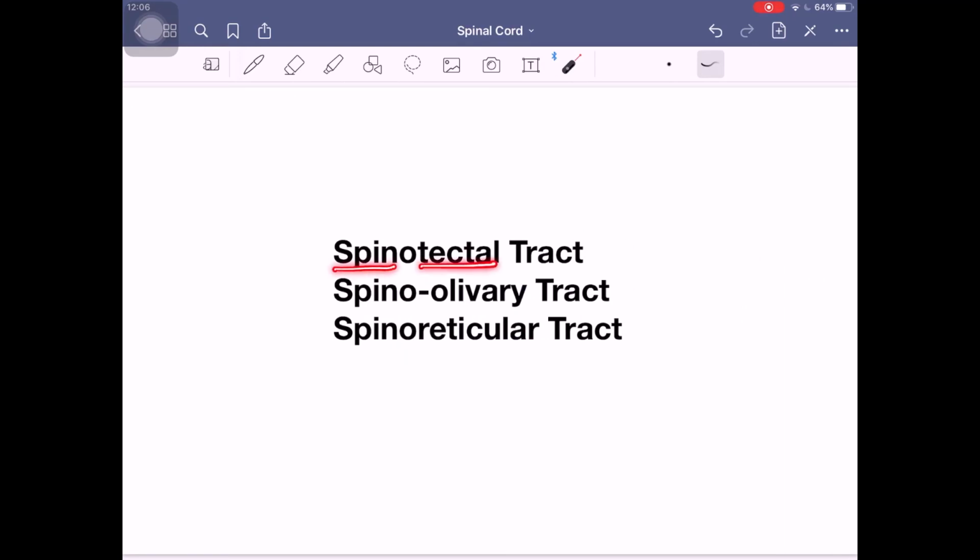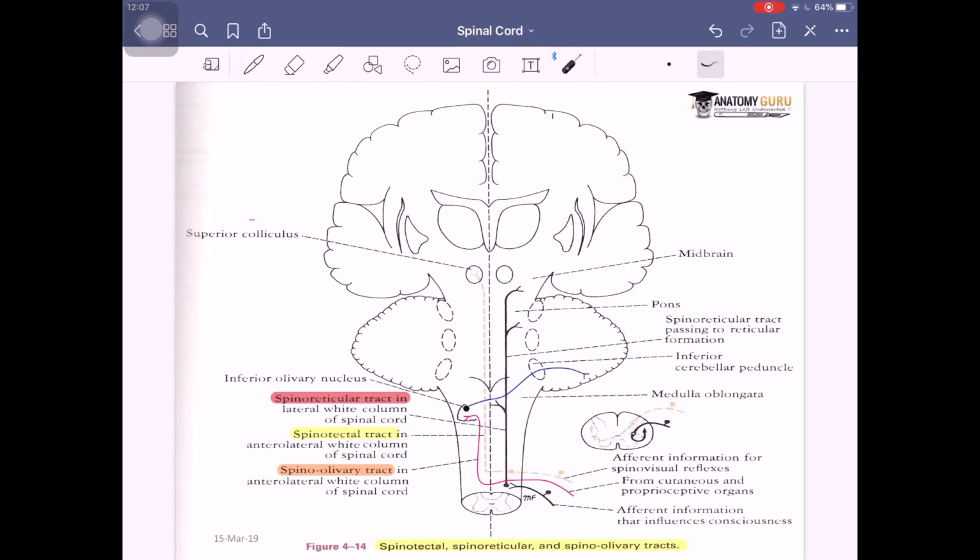Now these three are there. Within one photo we will be finishing this. Spinal cord to the tectum. Tectum is the grey matter in the midbrain. Spino to the olivary. Olivary is a nucleus in the pontomedullary junction. Spino to the reticular. Reticular formation is present. It is a grey matter and white matter combination present in the entire brainstem.